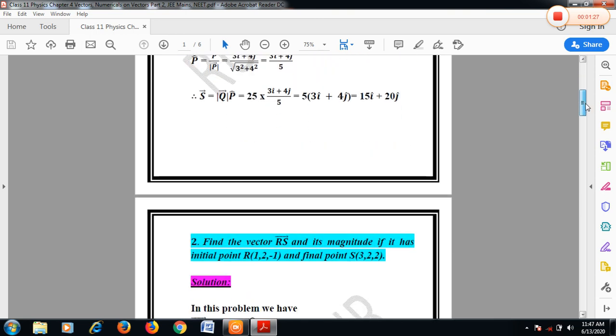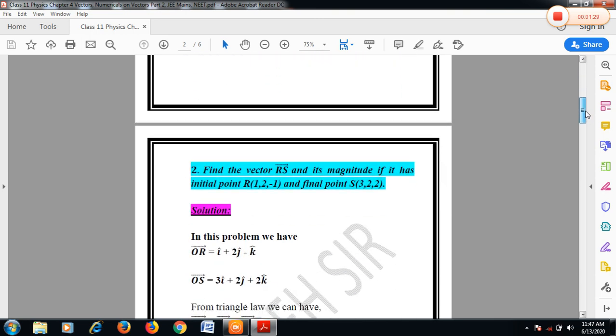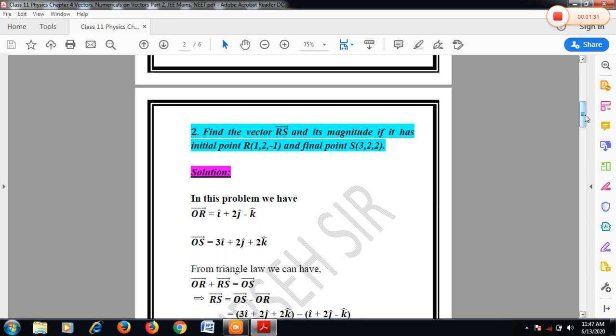Okay students, let us move forward to the second question. Find the vector RS and its magnitude if it has initial point R equals (1, 2, minus 1) and final point S equals (3, 2, 2). Let us move forward to the solution.